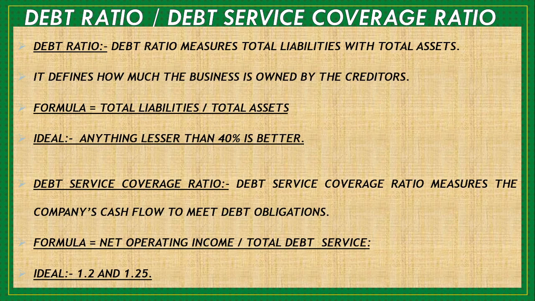Debt service coverage ratio. Debt service coverage ratio, simply DSCR, measures the company's cash flow to meet debt obligations. Formula: net operating income divided by total debt service. Ideal: 1.2 to 1.25.